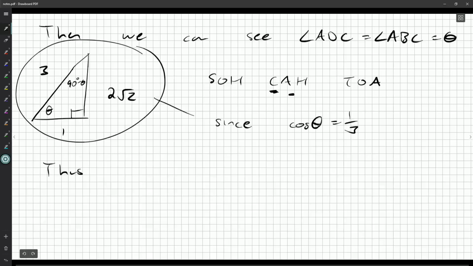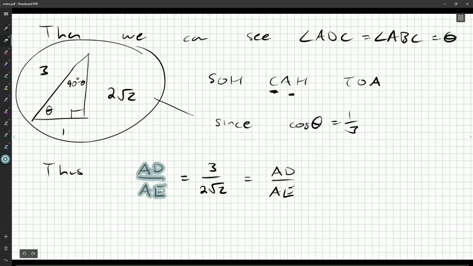So then I can see that AD over AE is 3 over 2 root 2, but I know AE, they told me that in the question. It's 20. So I can figure out AD.